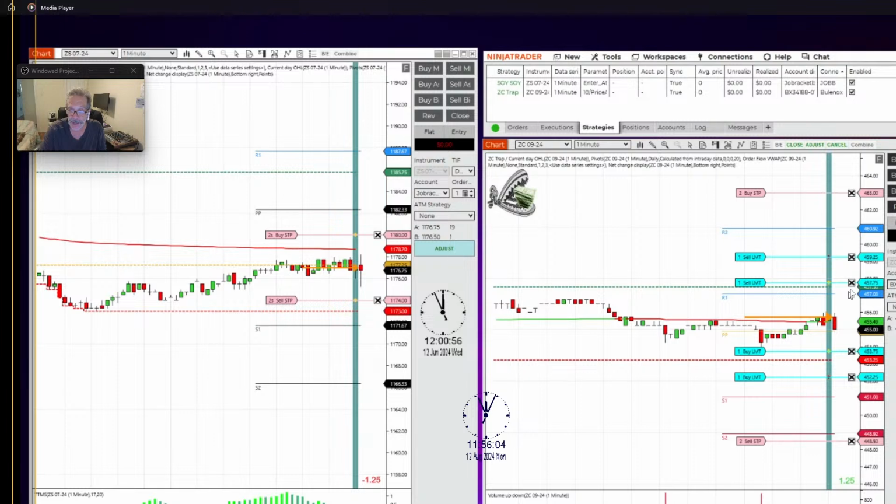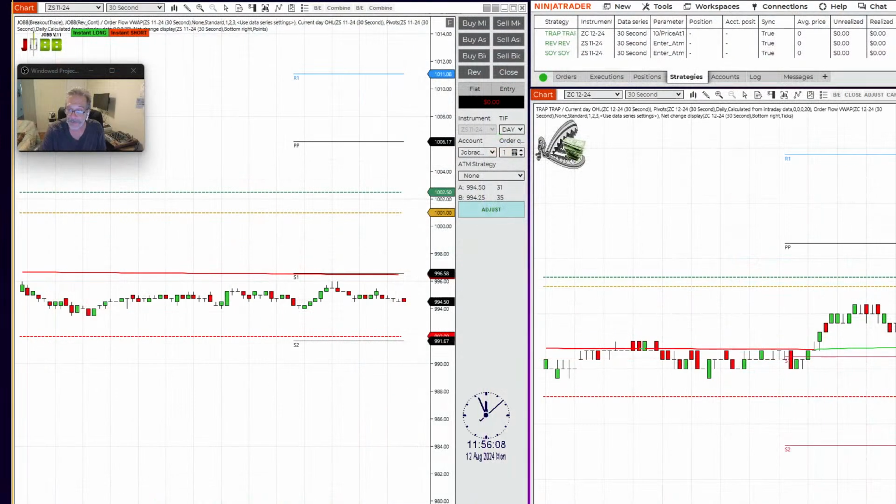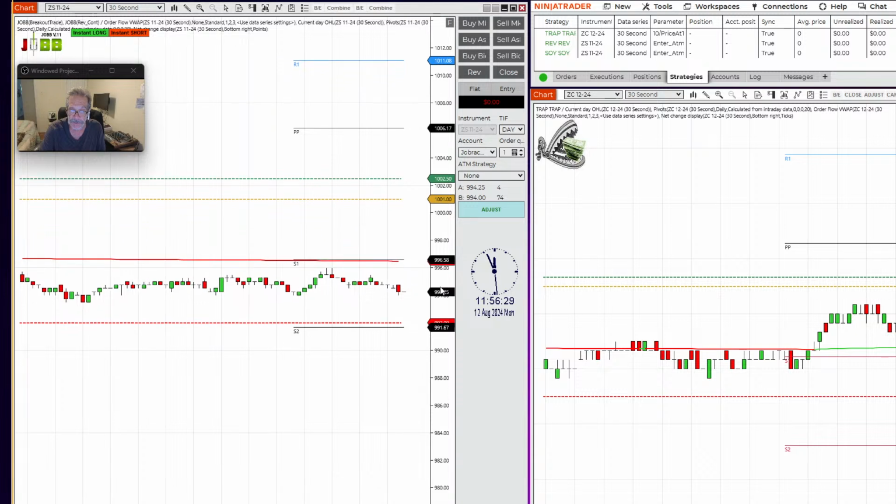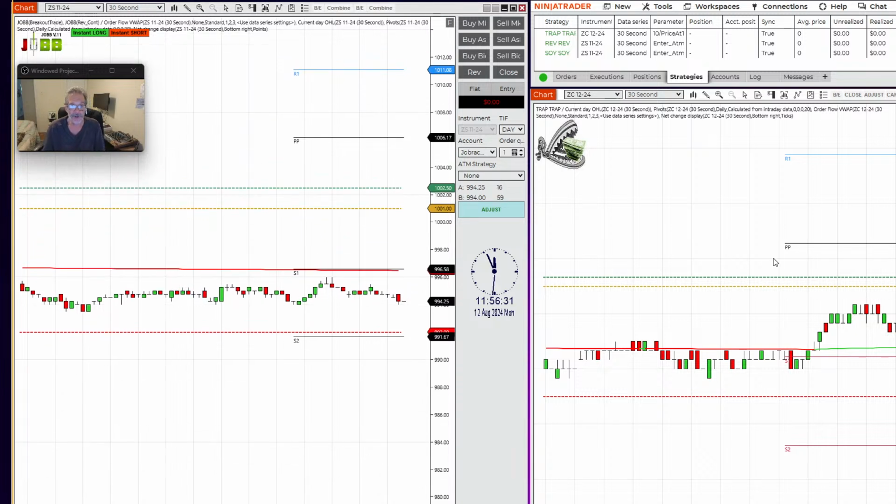Sometimes you can get a move out of corn when soybean hasn't moved, and that will tell you that the news is out. That's why I like to, no matter what, look at both instruments. You don't have to trade both setups. In fact, most traders are better off just trading one setup only. Concentrate just on one setup.